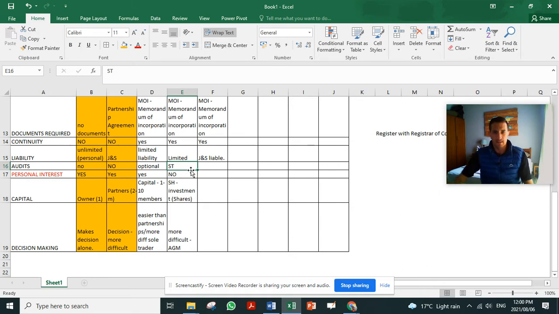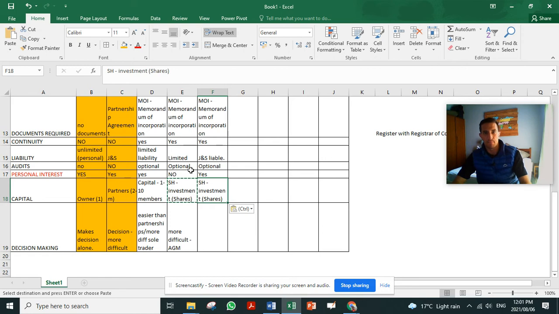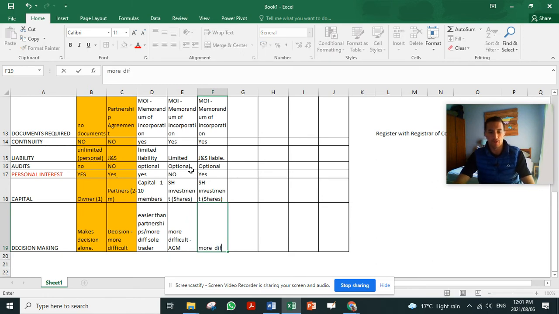Audits, it's optional. I don't know what happened there. Somehow I typed over myself. So the same thing, it's also optional for a PLC to have its statements audited. Personal interest, there is a bit of personal interest, in my opinion. Why? They are personally responsible for their business, right? So there is a personal interest. Capital, again, the same as a private company, and the decision making, it's more difficult than the other forms of ownership.